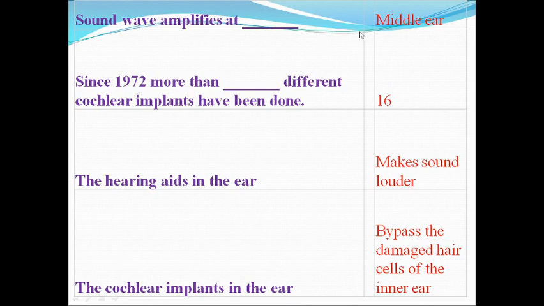This is with regard to the cochlear implant. Sound wave amplification happens, as you noticed in that schematic representation, in the mid layer. Very good. Since 1972, more than 16 different cochlear implants have been done. Hearing aids in the ear make sound louder. The cochlear implants bypass the damaged ear cells of the inner ear, so there is a need to bypass the damaged cells.